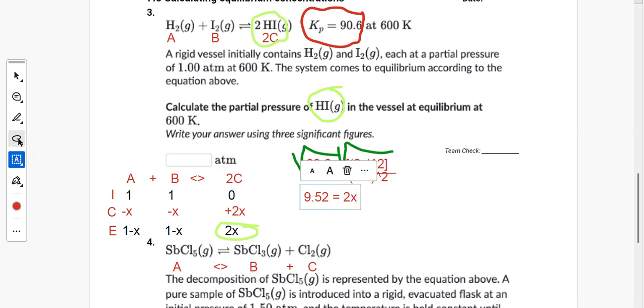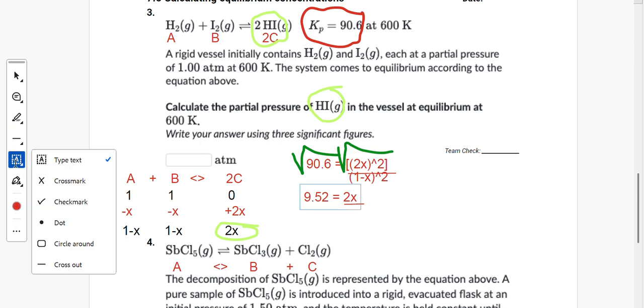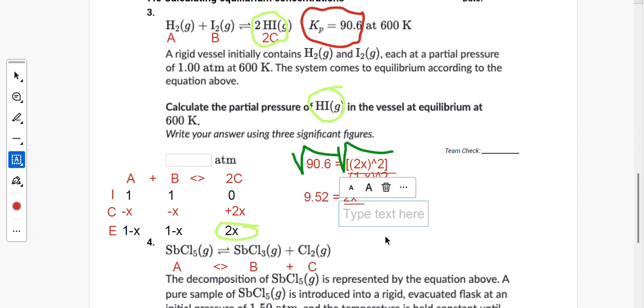Let me draw that line again. Drawing that line's a little tricky. Okay, 2x over, okay, and then I'll put that down right here, 2x over 1 minus x, okay?